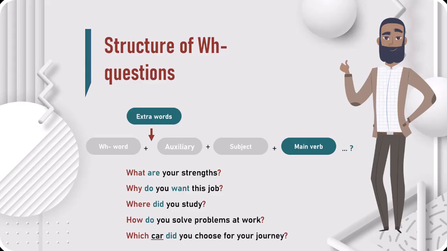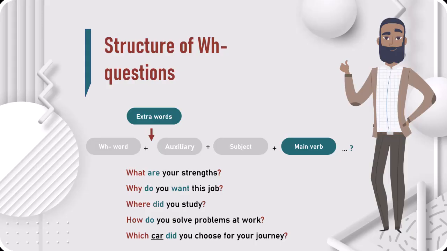But here are some examples that can give you better understanding. What are your strengths? So here you see we have the WH word, we have the auxiliary, we have the subject, but we don't have any main verb after the subject. But the second example is: why do you want this job? As we have the verb want, that is a content verb, we have used do, which is an auxiliary before the subject, and after the subject, that is you, we have added the main verb, that is want.